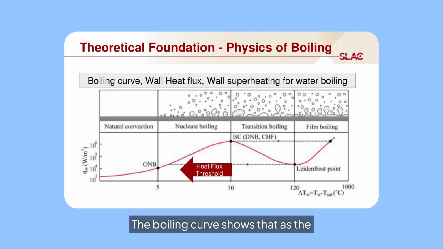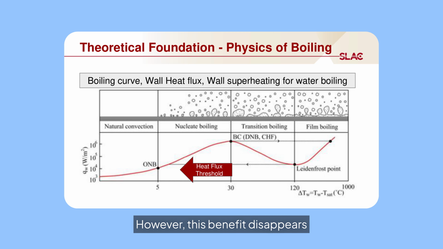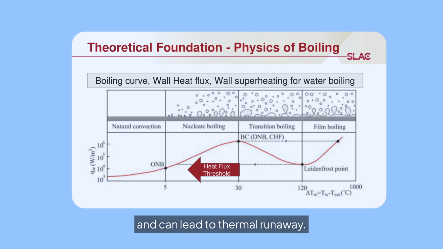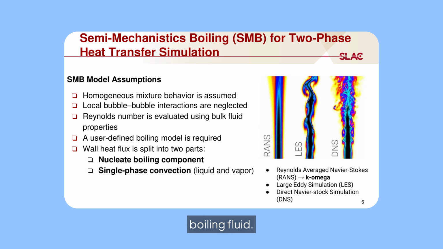The boiling curve shows that as the wall temperature rises above the saturated liquid temperature, heat flux increases. As shown at ONB, bubbles begin to form, and latent heat transfer greatly boosts heat removal. However, this benefit disappears once a vapor blanket forms on the surface, which sharply reduces heat transfer and can lead to thermal runaway. We use RANS turbulence models in Fluent together with the SMB model to simulate conjugate heat transfer, capturing both fluid flow and heat transfer effects between the solid walls and the boiling fluid.